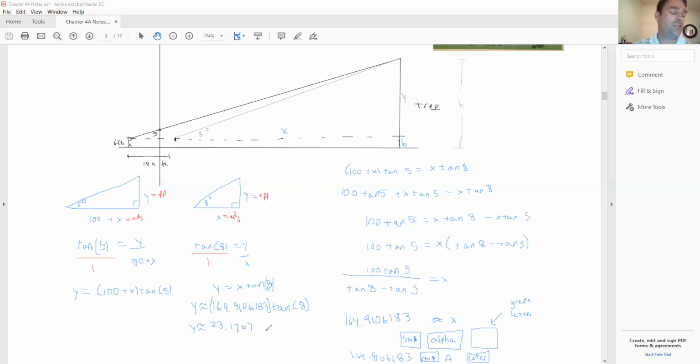23.1767. Since this is going to be my final answer, I can go ahead and round to 4 decimals. But realize that's not the height. I have to add 6 to it because my original guy was 6 feet off the ground. So I have that extra 6 there. So the actual height is going to be 29.1767 feet. That's a pretty good sized tree right there, friends.